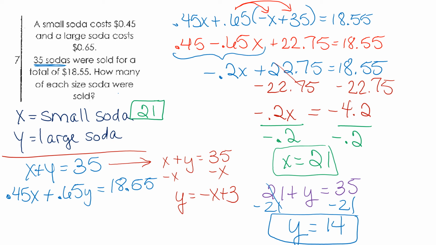So y being the large soda, that tells me I have 14 large sodas. When you add 21 and 14, if you do not come up with 35, then you would know you have solved your problem incorrectly. So there is a way to check your answers.